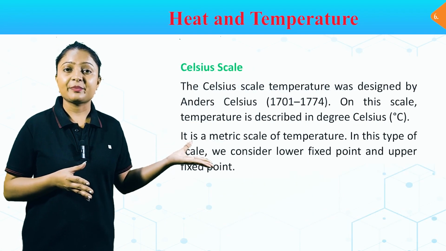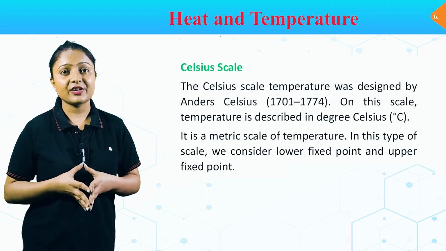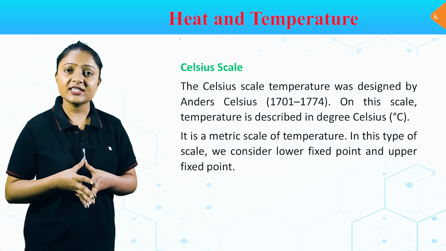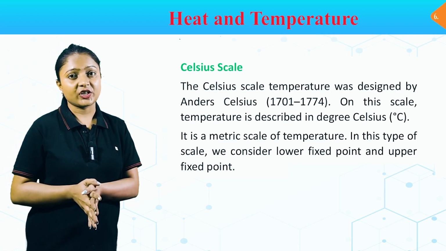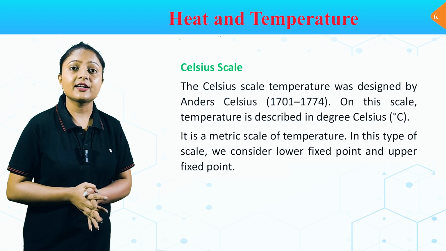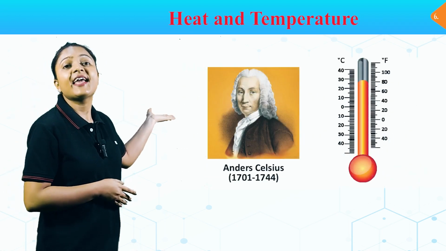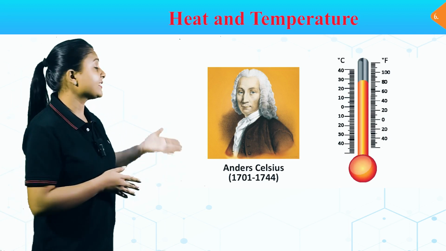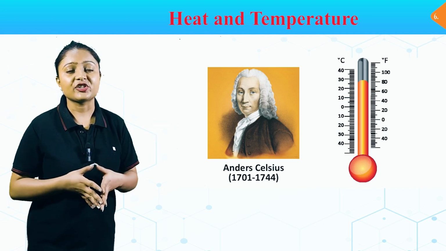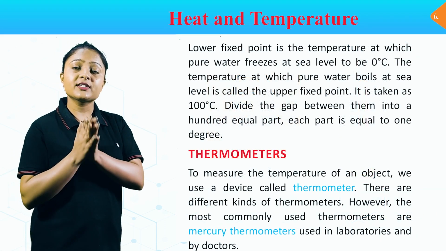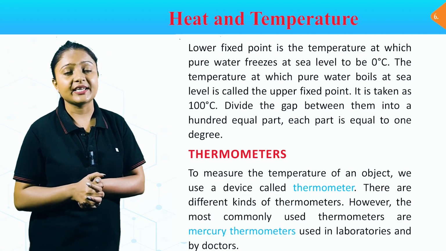The Celsius scale of temperature was designed by Anders Celsius, 1701 to 1774. On this scale, temperature is described in degrees Celsius. It is a metric scale of temperature. In this type of scale, we consider a lower fixed point and an upper fixed point. This is the picture of Celsius, and this is a kind of thermometer which is used for temperature measurement. The lower fixed point is the temperature at which pure water freezes at sea level, taken to be 0 degree Celsius.